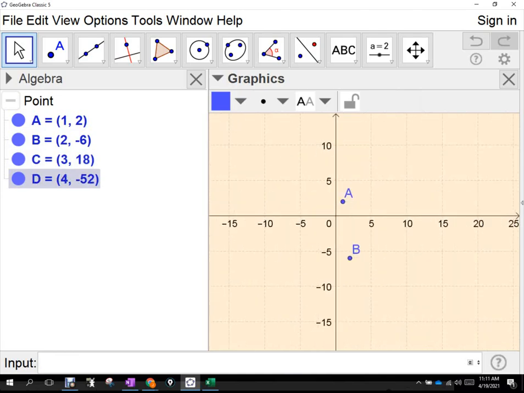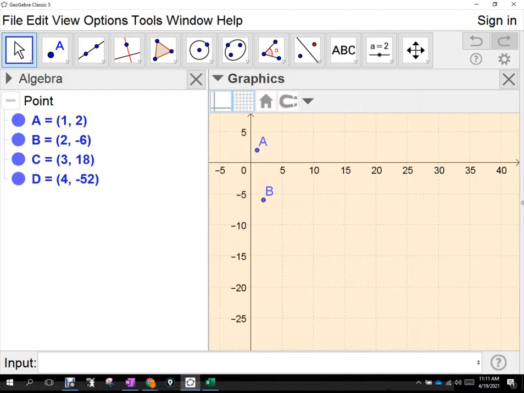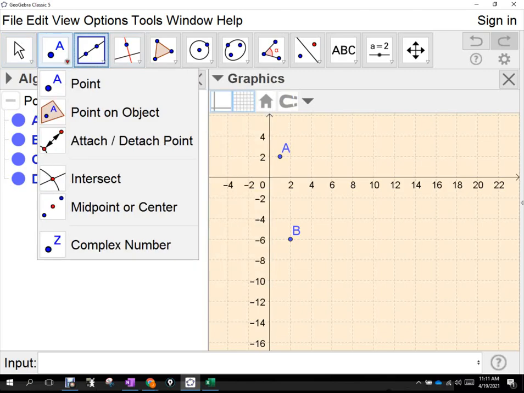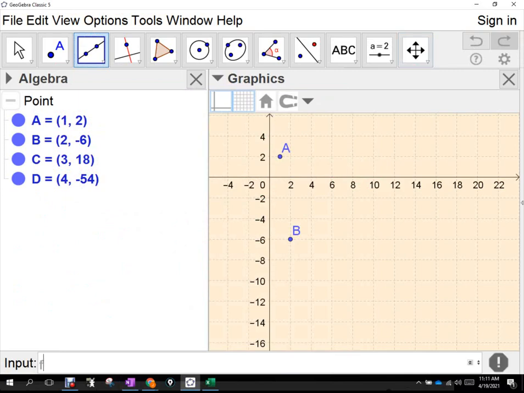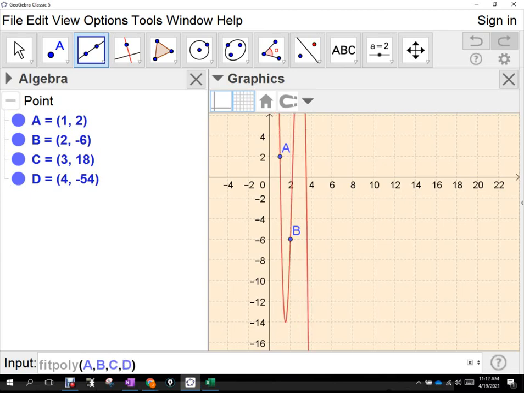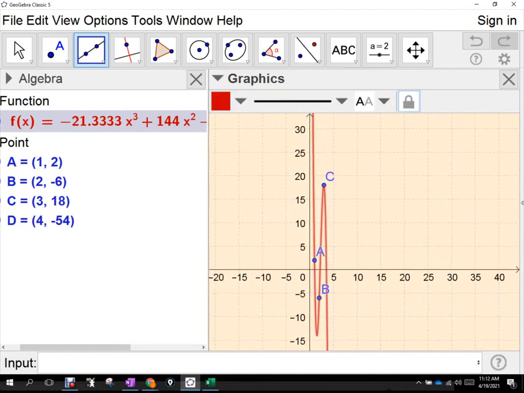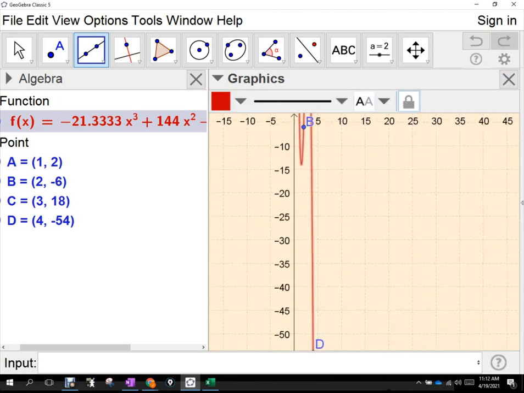What we can do here, it's negative 54, thank you. We can take, what we end up doing a lot of times is taking those points and connecting them with a curve, and we try to analyze what that curve is, okay?